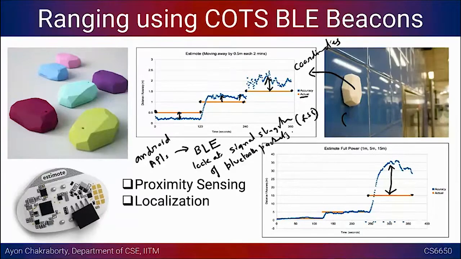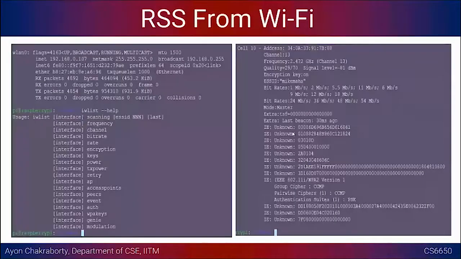Yeah, I'm also going to show you how you can do it using Wi-Fi. I have a very small demonstration where you can use a Linux-based system to look at signal strengths of Wi-Fi packets, and then create a path loss model of your own. This is the same thing, where you can get the RSS information from Wi-Fi.